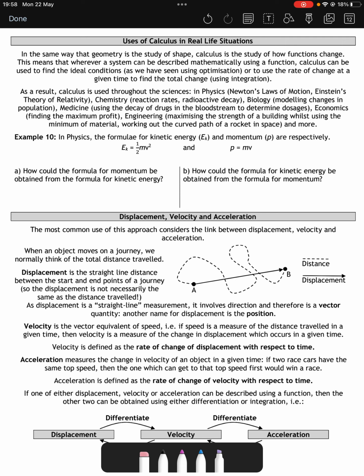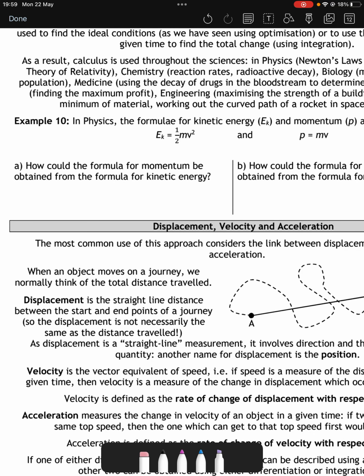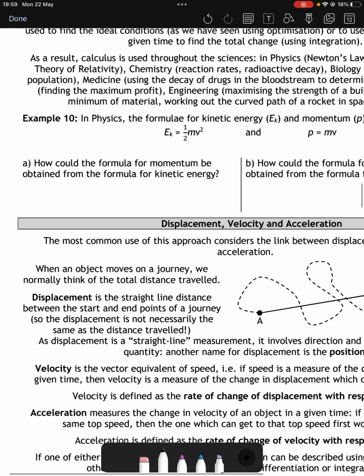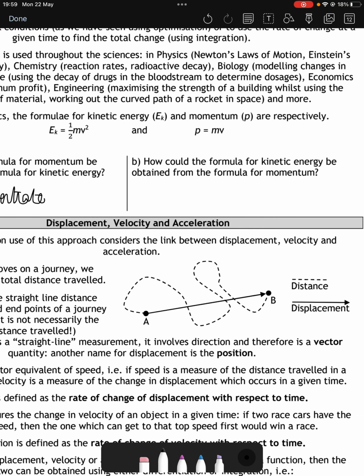Now, some of you will do physics, and you'll know the formula for kinetic energy and momentum. Now, these are related to each other. Okay, so if we have kinetic energy and we want to get momentum, what we do is we differentiate. They're called related rates of change. If we have the formula for momentum and we want to get kinetic energy, we integrate. Okay, so they are related to each other.